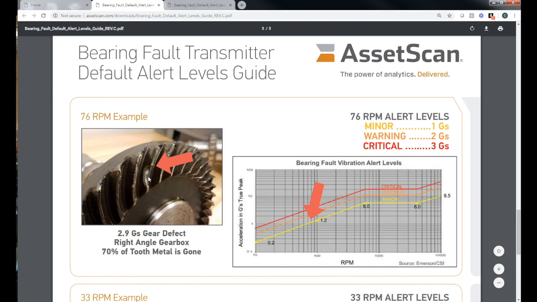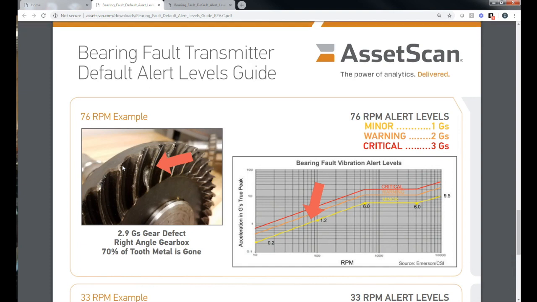This is the bearing defect that was found on this asset. And what's more interesting is that this tooth should have a lot more metal here. In fact, 70% of that tooth is worn. So this defect was shown as 2.9 Gs, and again, just right under a critical, which provided that leading indicator for the client to order the gearbox, in this case coming from Europe, and plan and schedule the repair.